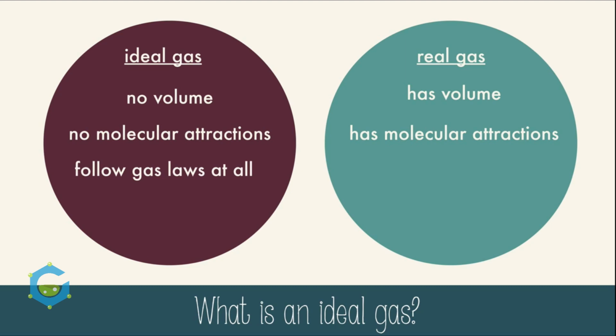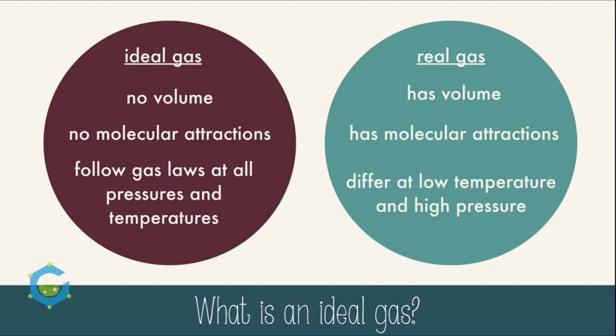Ideal gases follow the gas laws at all pressures and temperatures, and real gases will differ at low temperatures and high pressures. So basically, there's no such thing as an ideal gas. But real gases behave like ideal gases in many conditions. This is why we can still use PIV-NERT, the ideal gas law.